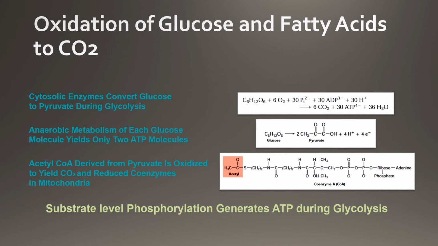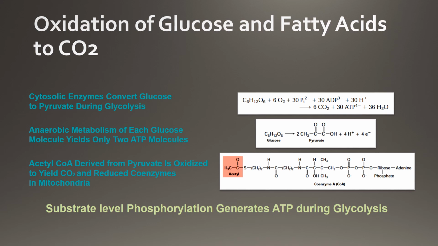Glycolysis, the initial stage of glucose metabolism, takes place in the cytosol and does not involve molecular oxygen. It produces a small amount of ATP and the 3-carbon compound pyruvate. In aerobic cells, pyruvate formed in glycolysis is transported into the mitochondria, where it is oxidized by O2 to CO2 via chemiosmotic coupling. The oxidation of pyruvate in the mitochondria generates the bulk of ATP produced during the conversion of glucose to CO2.